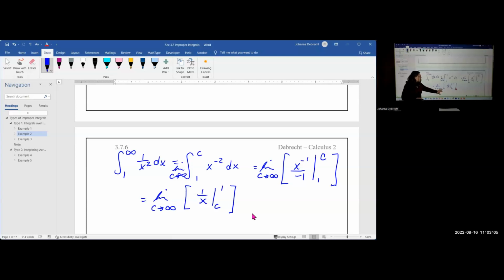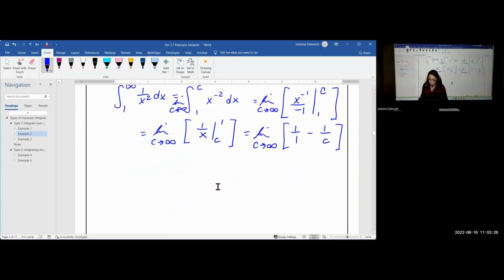So now I'm going to plug in the limits of integration. I've got to complete the definite integral before I can take the limit. So I have the limit as c approaches infinity of the value of 1 over 1, started to write x again, minus 1 over c. Okay, well, 1 over 1 is just a constant 1. And now what I have is the limit of a difference, right? So I've got the limit of a difference.